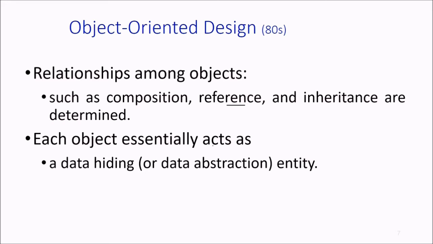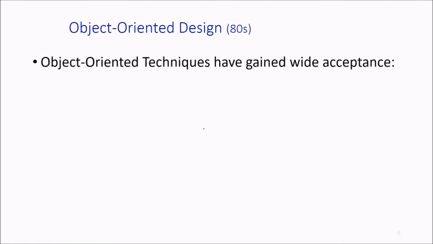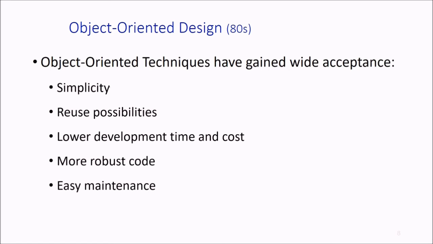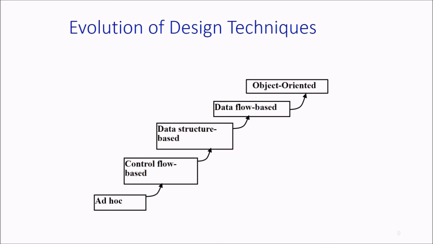And each object acts on some data. So we need to have some data which should be hidden, or data abstraction of an entity. It gained wide acceptance because of its simplicity, reusability, and the lowered time and cost. The code could be more robust now, and maintainability has increased. It was easy to maintain.